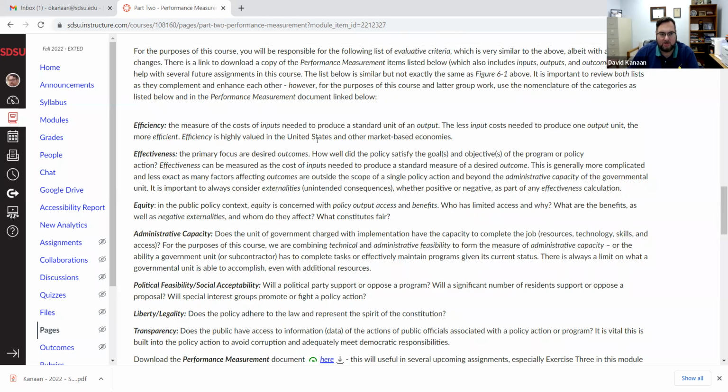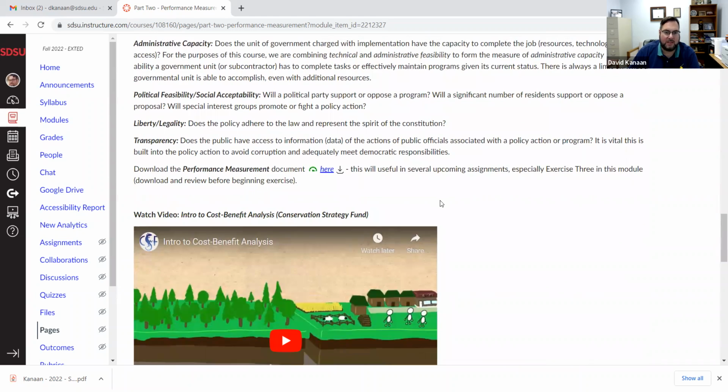I want you to make sure that you know efficiency is inputs, the cost of inputs to create one output, and effectiveness is, are we satisfying goals? So they're two different things. Efficiency is related to inputs and outputs, and effectiveness is related to outcomes. Is it working? You can have something very efficient that isn't effective. And I give you an example in the lecture.